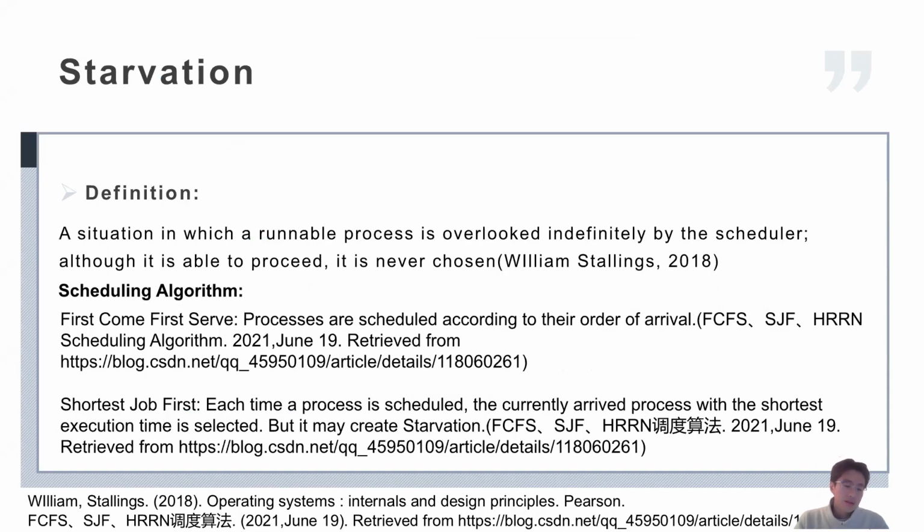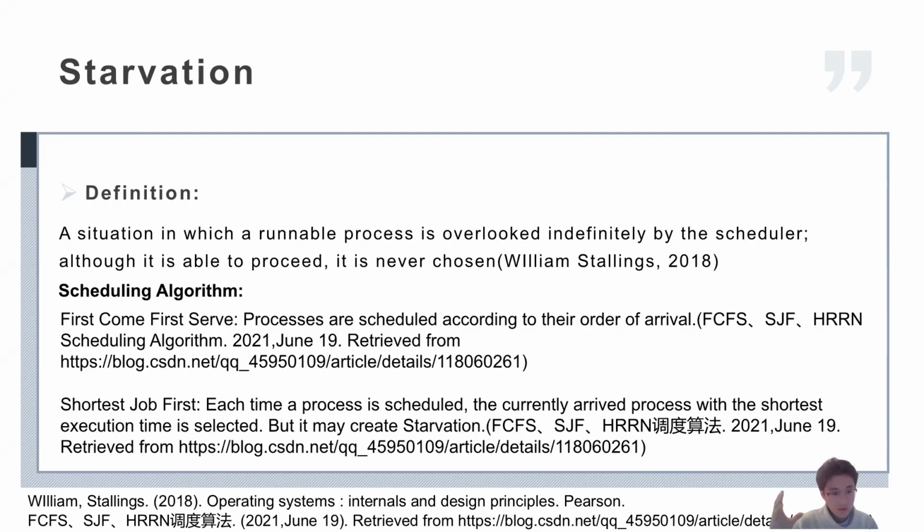So finally is starvation. What does starvation mean? It is a situation in which a runnable process, although it is able to proceed, is never chosen. And I found two methods from online.